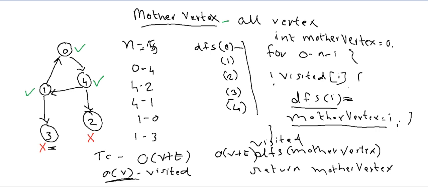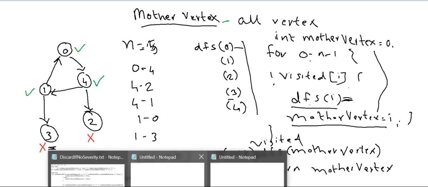This DFS call is called inside the for loop. But remember that when this DFS call visits the vertices and the edges, it never repeats. If the vertex is visited, it's not going to visit that vertex or the edge again. That's why the overall time complexity of this whole thing is V plus E. Okay, so now let's go and write the code.